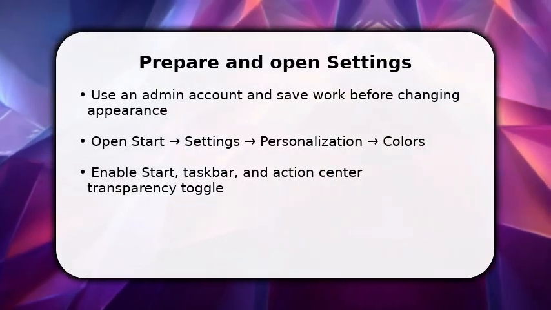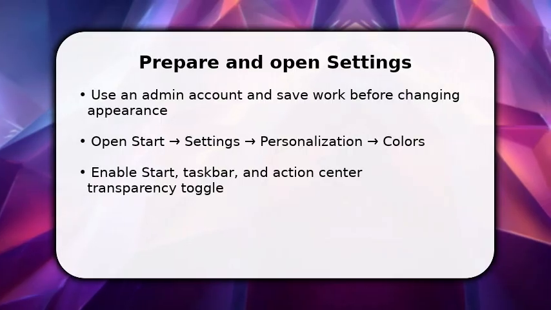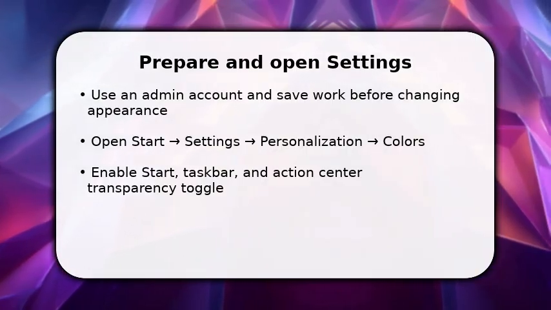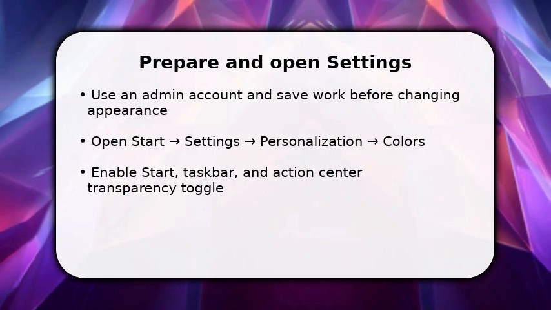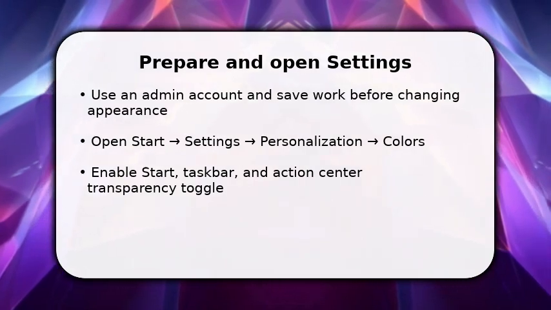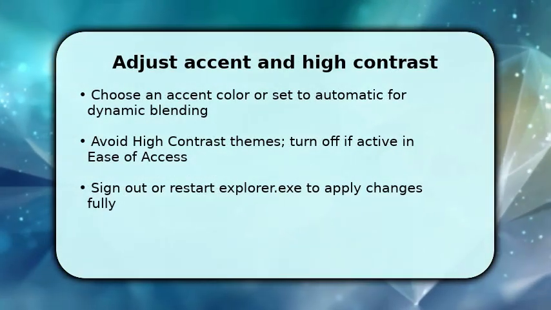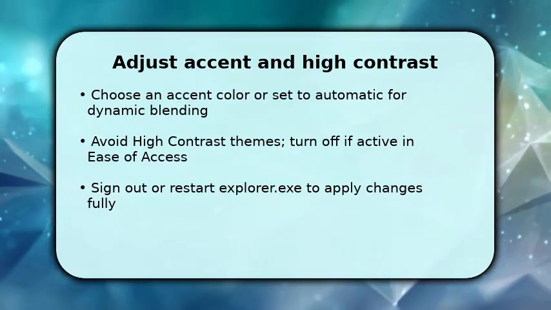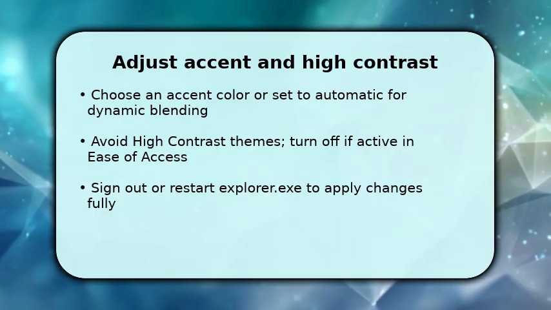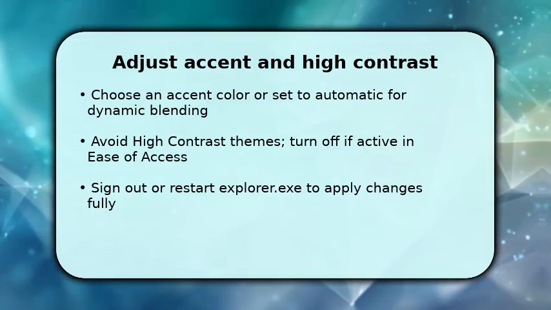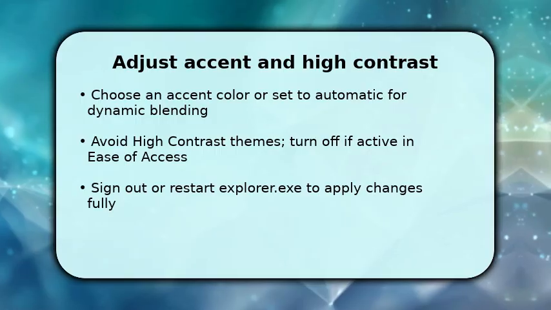You do this because Windows composites the start surface using the system accent and blur. Enabling the toggle instructs the compositor to render transparency rather than a solid. Once the transparency toggle is on, make sure your accent color and theme support acrylic. Pick an accent color or set it to automatic so the start uses a matching tint.